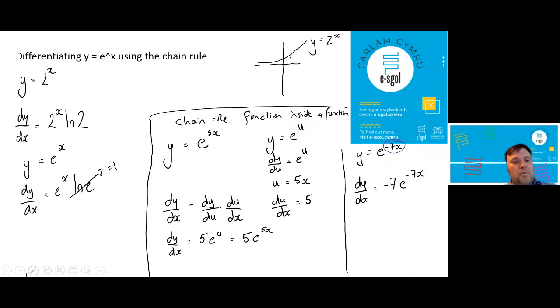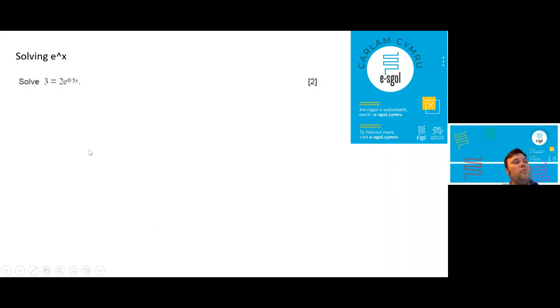The next one I wanted to go on to is solving. It's important that you know how to solve. You've done and covered logs, so this is solving e to the x. Here we have: solve 3 equals 2e to the 0.5x. It's vitally important that you know how to do this, especially with the modeling questions that I'm going to do after this. So I'll do this one, and then I've got another one that we'll work through, and then we'll go from there.